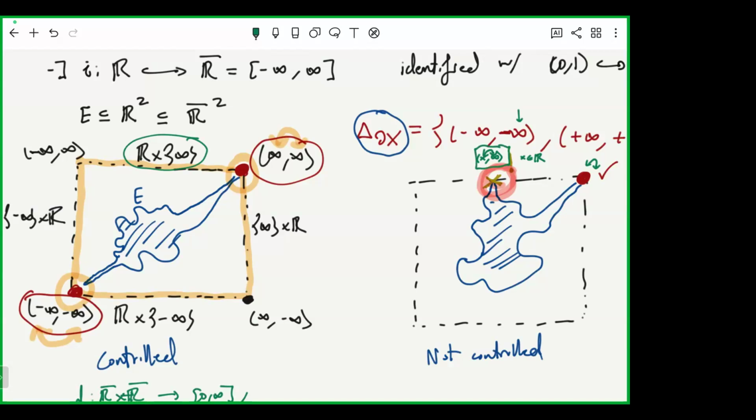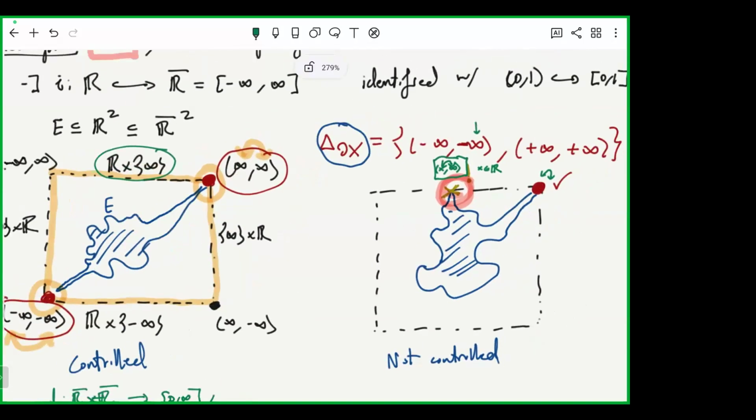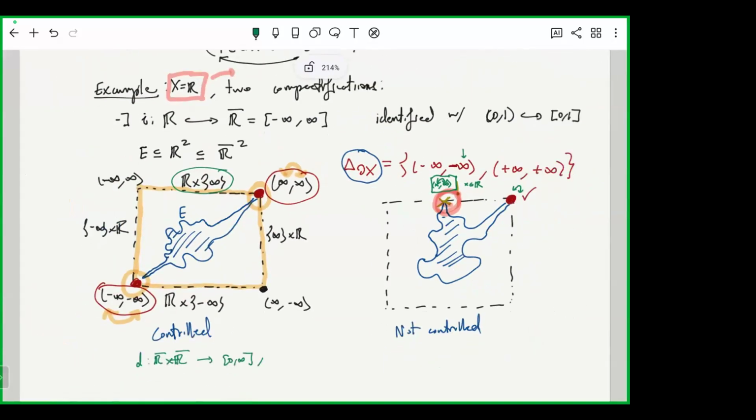Did I understand your question right? Yeah, essentially that. I just wanted to convince myself why this second example is not controlled.